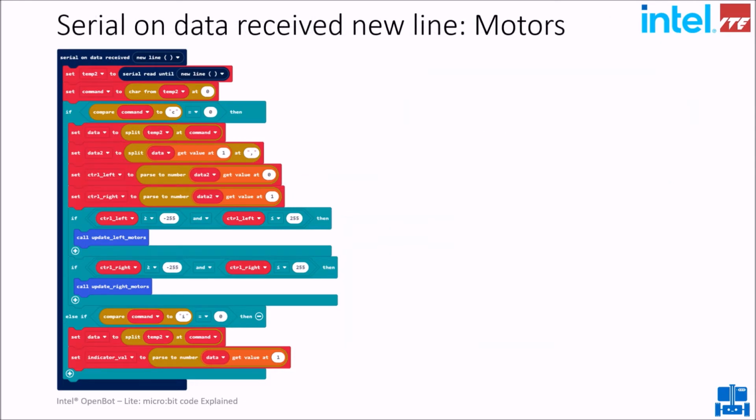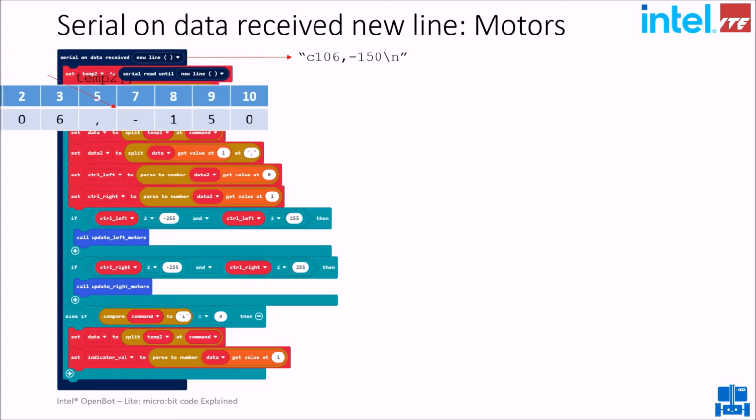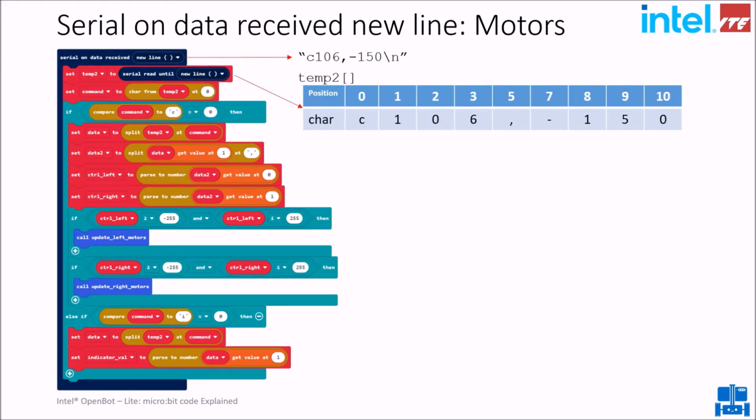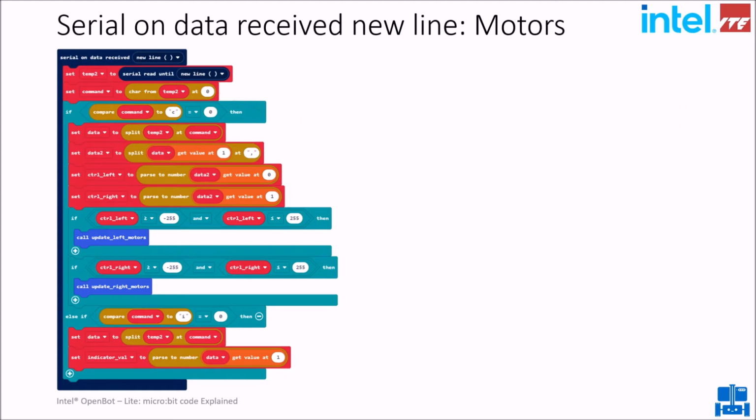Let us see how serial on data received new line decodes and uses this serial data. For example, the micro:bit receives these motor commands. Temp2 will store this string without the new line symbol at the end. Next, the first character of temp2 is extracted and stored in the command variable. The command is compared to see whether it is a motor command. In this case, it is. Hence, this highlighted section will run.